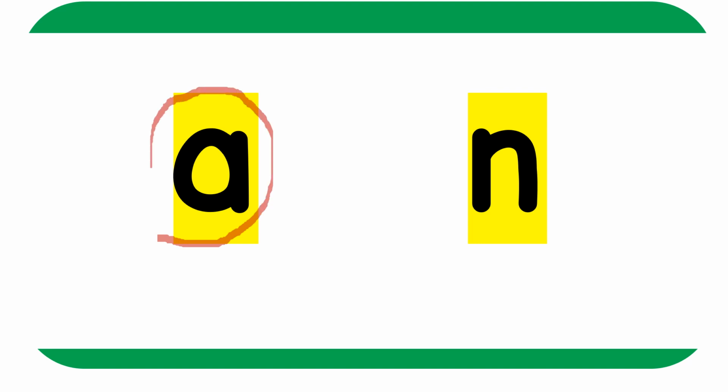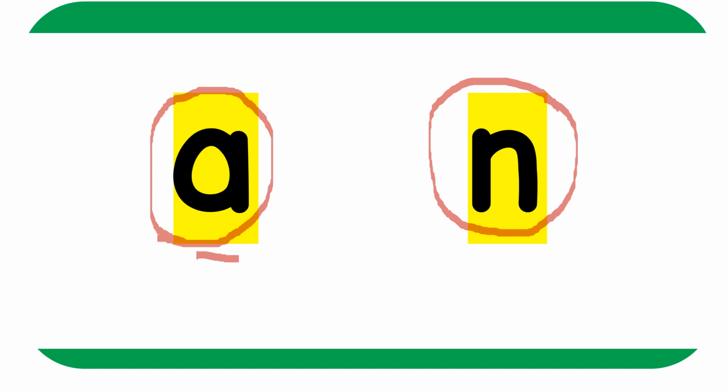Ah. Mm. An. An. An. We are going to focus on words that have an. An. What two letters make an? A. N. An.